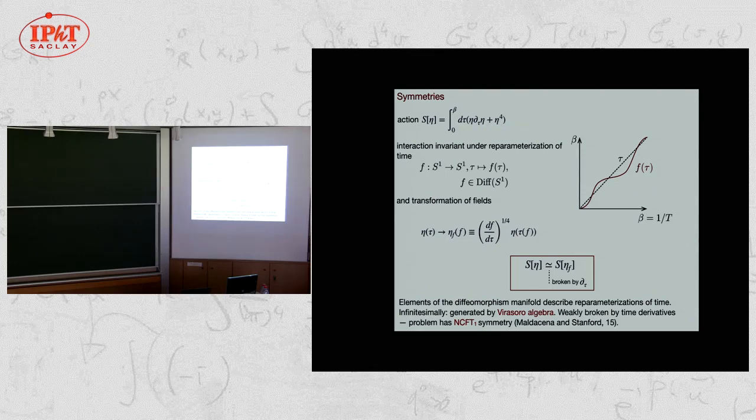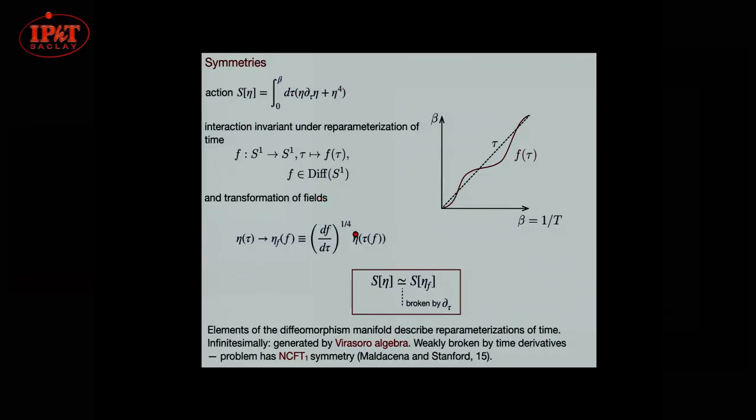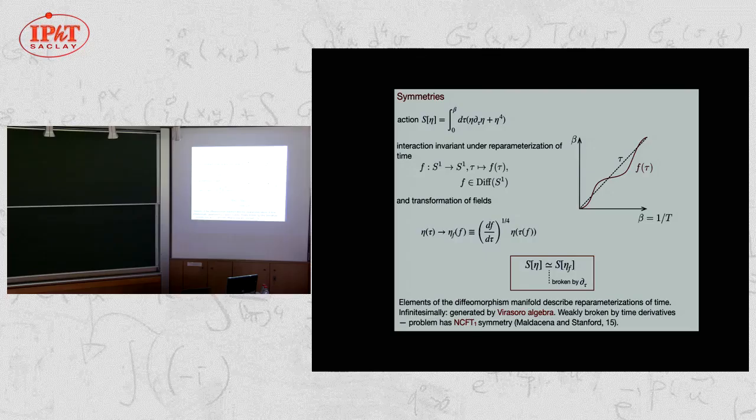So what we conclude is that there is an infinite dimensional set of symmetries. Why? Because there are infinitely many reparameterizations, and Maldacena, who worked on this, dubbed this NCFT1, which is a fashion name for nearly realized conformal symmetry in one dimension, nearly because this one is breaking it. Conformal because the algebra of this diffeomorphism is a classical Virasoro algebra, so you can call it a conformal symmetry.